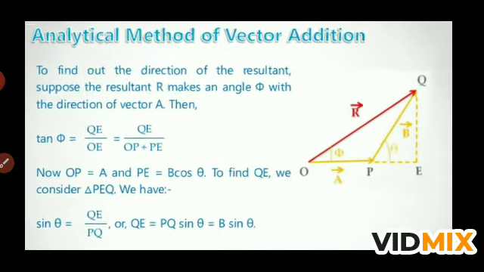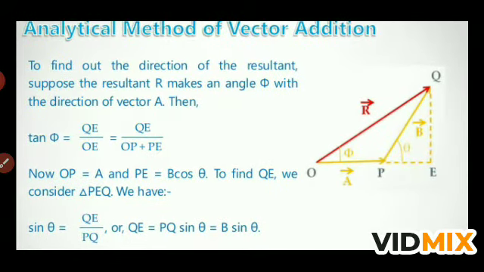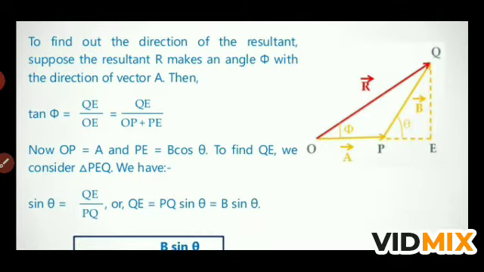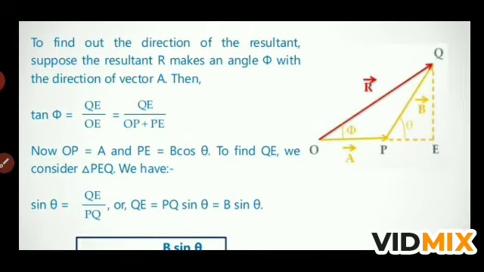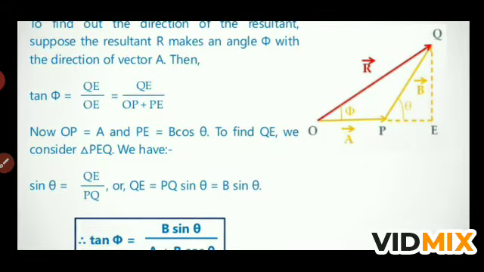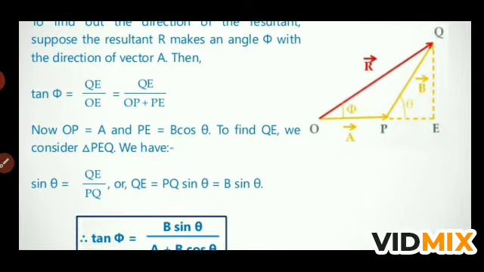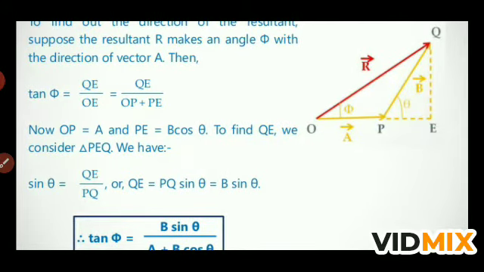So to find the direction of the resultant, suppose the resultant R makes an angle phi with the direction of vector A. Applying trigonometry, tan phi is equal to perpendicular upon base. So we can write tan phi is equal to QE upon OE, where QE is the perpendicular and OE is the base. In place of OE we can write OP plus PE. Now what is OP? OP is A and PE is B cos theta.